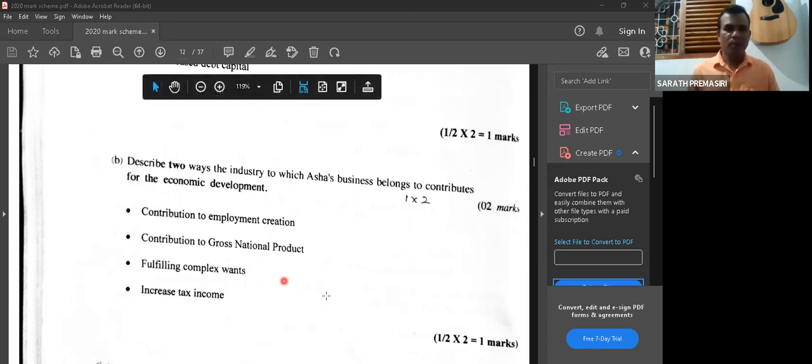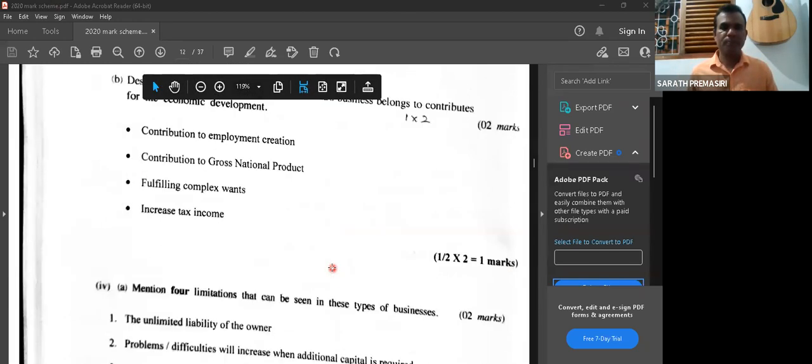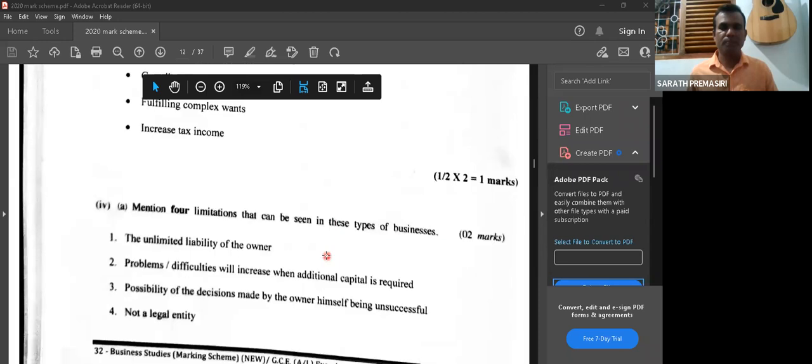See whether you are able to identify it.